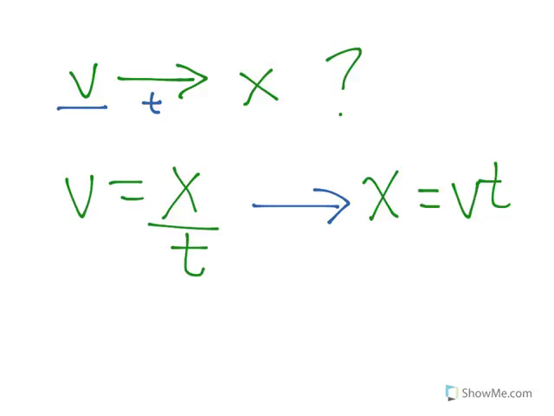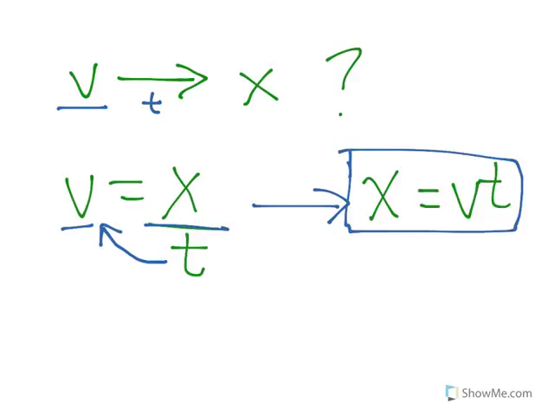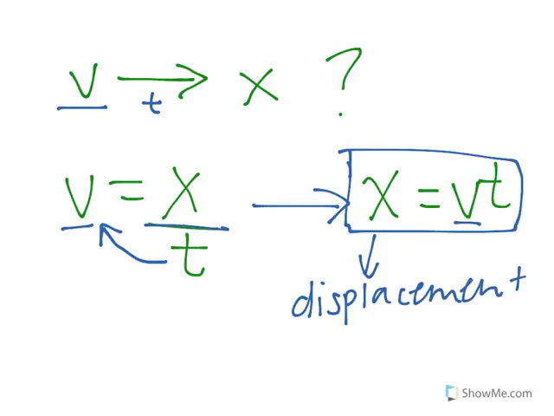We just take our equation, v equals x divided by t, and rearrange it a little bit. We can multiply v by t, doing some basic algebra, and we get that x equals vt. This means that the change in displacement is equal to the velocity times the time that we've traveled at that velocity.